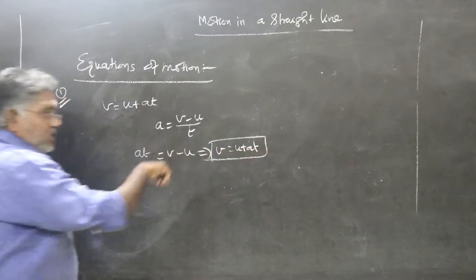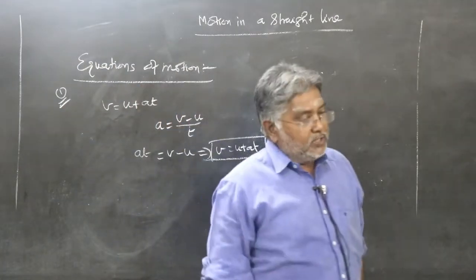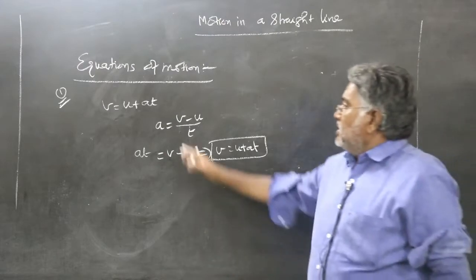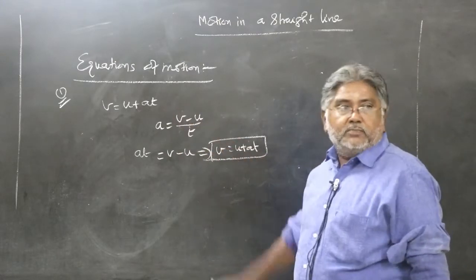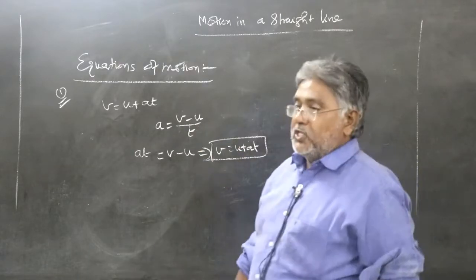Hence the derivation. This is the algebraic method. You can even derive using a graph or using integration, but this is purely using the algebraic method. V is equal to U plus AT. It follows straight from the definition of acceleration.